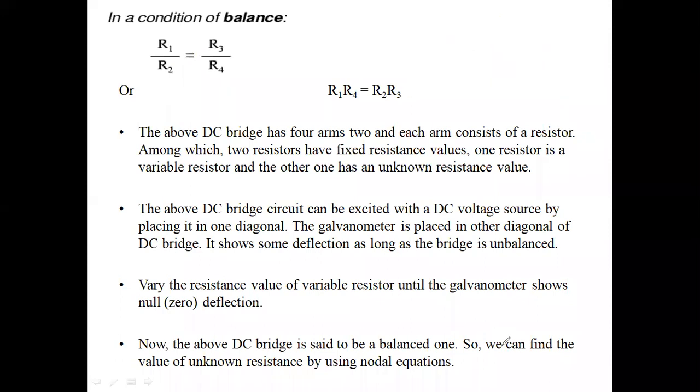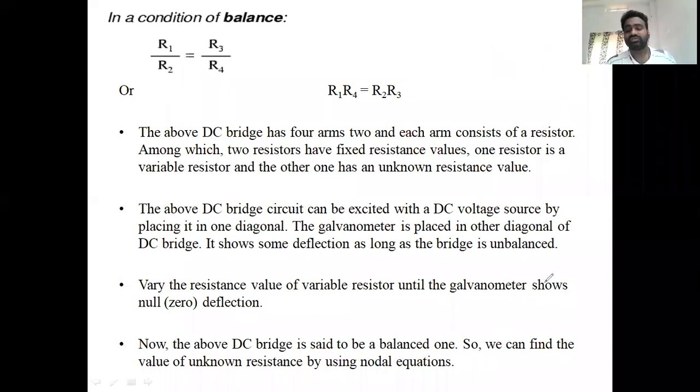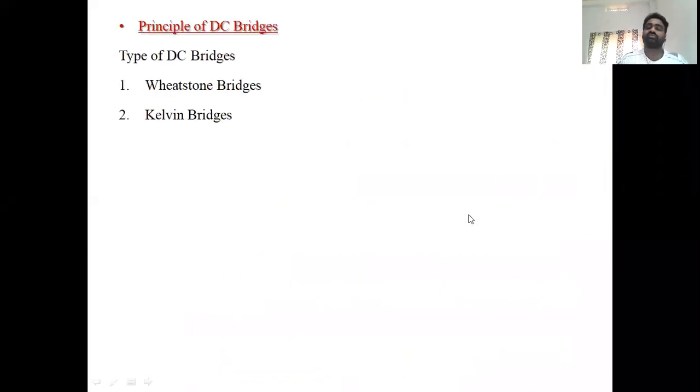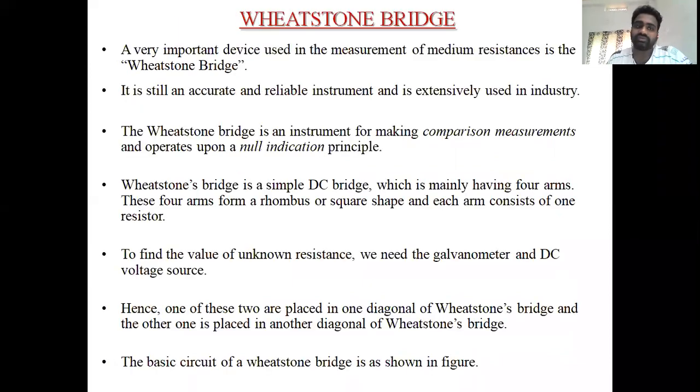So if we see the further discussion of bridge measurement, two types of bridges are present. One is the Wheatstone bridge and the second one is the Kelvin's bridge. First we will discuss the Wheatstone bridge. What is the main purpose of the Wheatstone bridge? How is the circuit structure of the Wheatstone bridge? How can we do the mathematical analysis with respect to the Wheatstone bridge? That is what we are going to discuss.